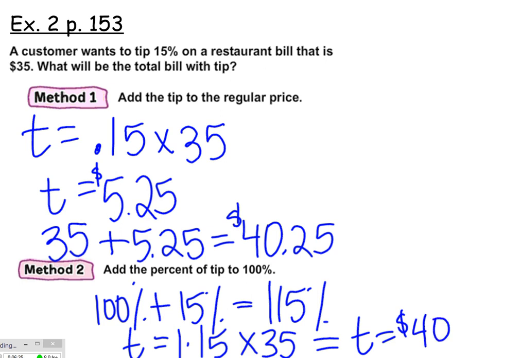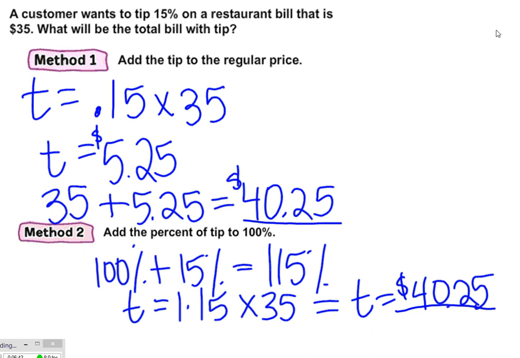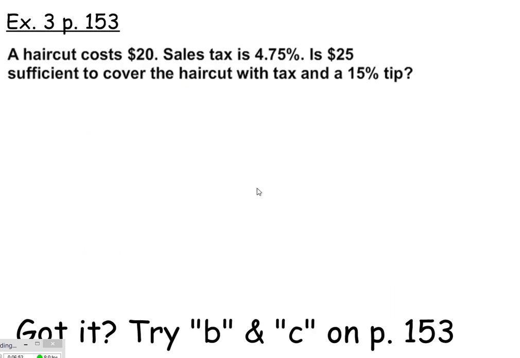$40.25. So the total bill is the same price no matter if we solve it by adding the tip or if we solve it by adding the percents first. Try B and C on page 153 at this time, after you finish example 3. So let's look at example 3 and then you'll be prepared for B and C.